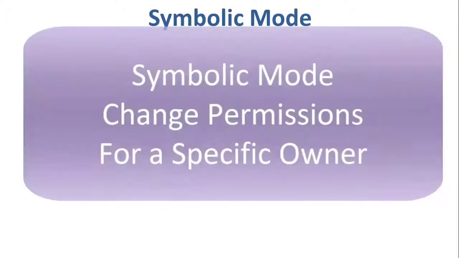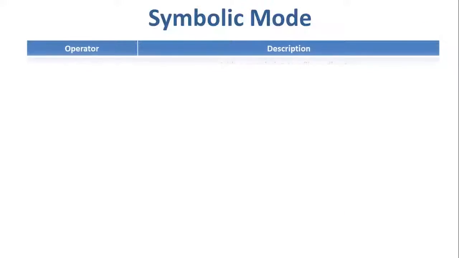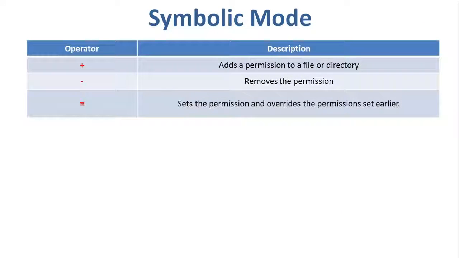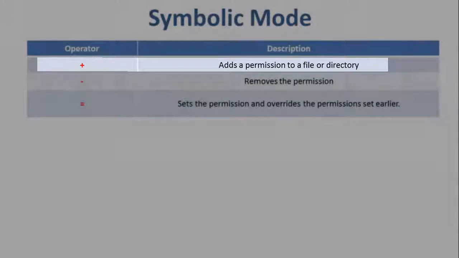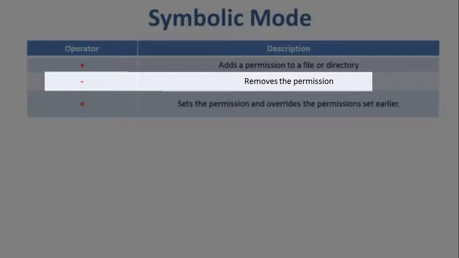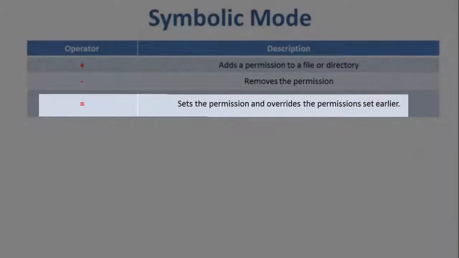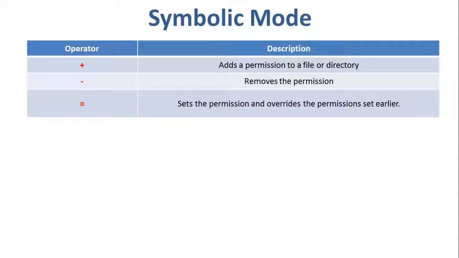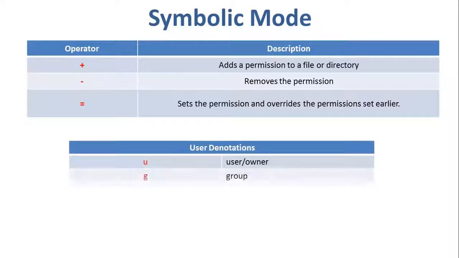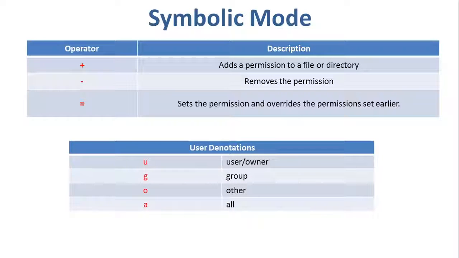In the absolute mode, you change permissions for all 3 owners, but under symbolic mode, you can modify permissions of a specific owner as well. It makes use of mathematical symbols to modify the file permissions. So the plus sign would mean adding a permission to a file or directory, minus would suggest removing the permission, and equal to will set the permission and override the permissions set earlier. The various owners are represented as U, G, O and A. Let us learn it with some examples.